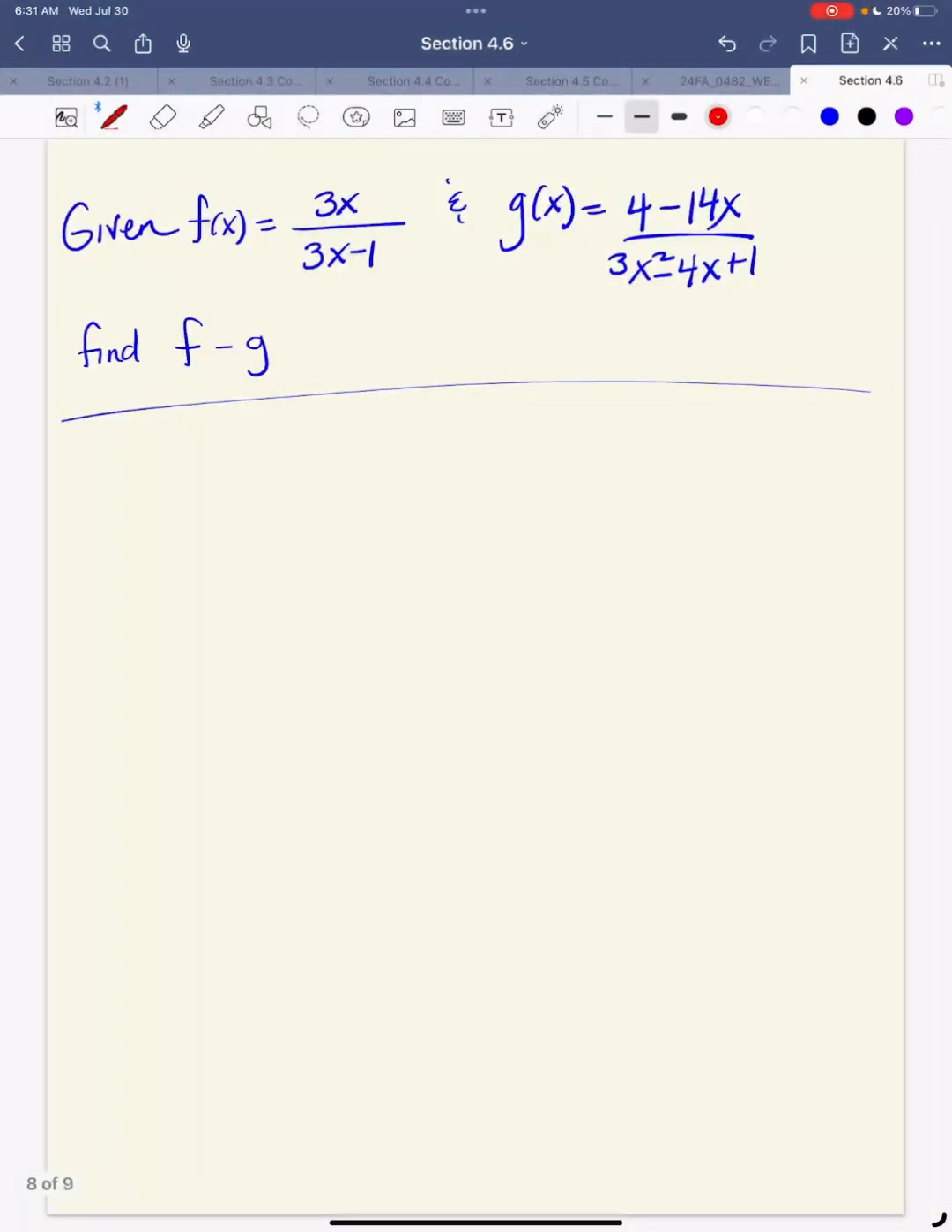Now we have two other functions that were given here, and we're going to perform the subtraction of these two functions. So we want to subtract g from f, and we know that f minus g is equal to f of x minus g of x. So to begin, we're going to need a common denominator. So I'm going to go ahead and write 3x over 3x minus 1 here, and I'm going to subtract off 4 minus 14x.